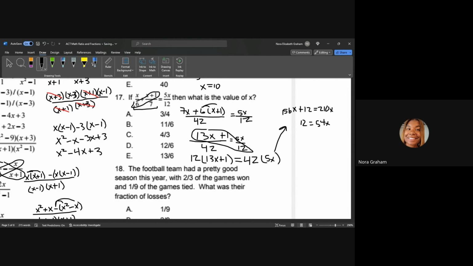Wait. Oh, my apologies. This was supposed to be a 6. Change this back to a 6. I knew something looked wrong. And then 12 times 6 is 72. My apologies. Make that correction on your paper. So this is 72. When I distributed, I just forgot to distribute it to that one as well, the 6. Okay. That's all right. And so then I divide both sides by 54.